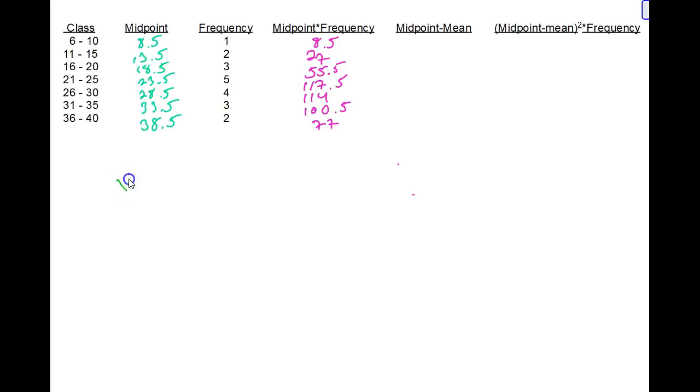To compute the mean, and we're talking about the sample mean, I need to find the total of this column and the total of this column. So I'm going to have 8.5 plus 27 plus 55.5 plus 117.5 plus 114 plus 100.5 plus 77, and that total is going to be 500. And I have a total of 20 runners. So my mean is going to be 500 divided by 20, and that is going to give me a mean of 25.